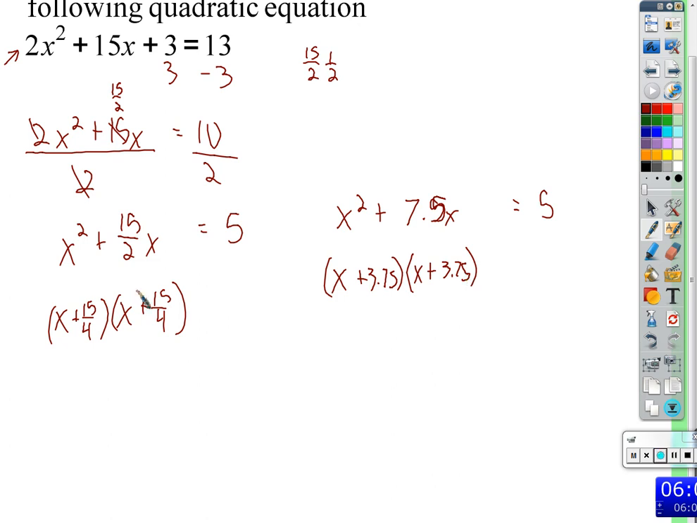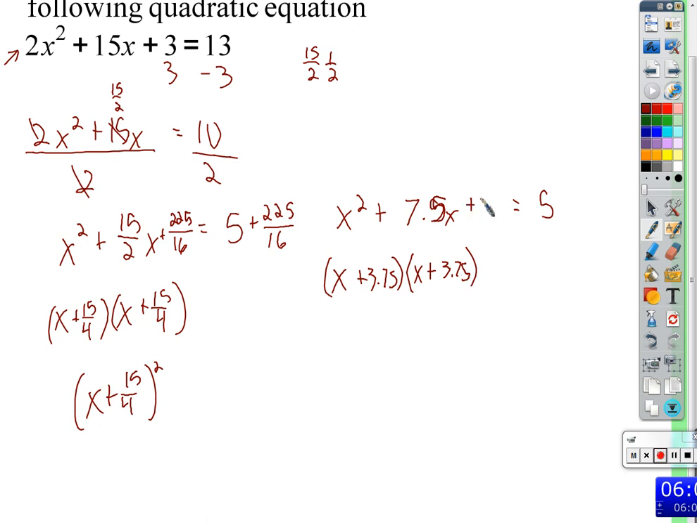So, I want these factors because I want to write it as x plus 15/4 squared. If I multiply these out, it's going to give me some number here. I need to include that number, otherwise it's not factoring out the way I want it to. So it would be 15/4 times 15/4, 225 over 16. And so I have to add 225 over 16 on both sides.